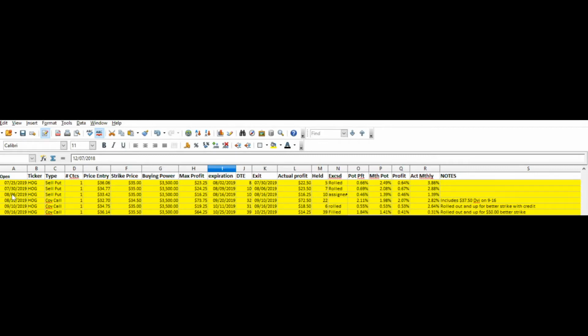So I rolled it back out again on the 6th, same strike price. Stock was now trading at 33.42. So obviously I'm rolling this out, and I'm okay with the 35 strike if I get filled. 16.25 in premium after commission. And as you can see, I held that through to the end. I got assigned, so my actual profit was the 16.25, which was a 1.39% return, a little under my 2%.